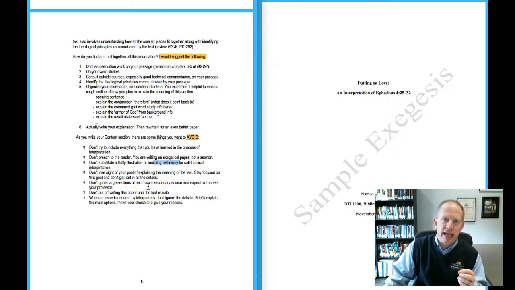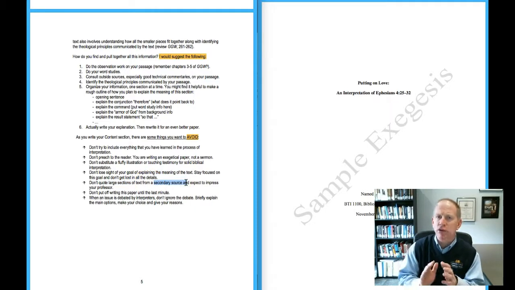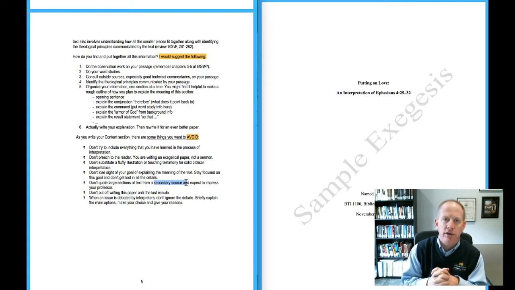Give me evidence, not illustration. Don't lose sight of the goal of explaining the meaning of the text. Tell me why the main idea is whatever you say it is. That's what we're looking for. Don't quote large sections of text from a secondary source. In fact, I would challenge you to not include a block quote at all.